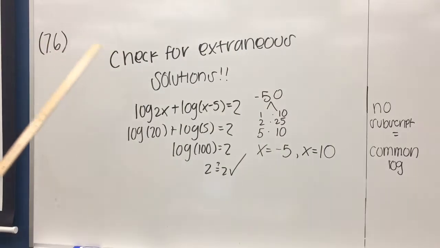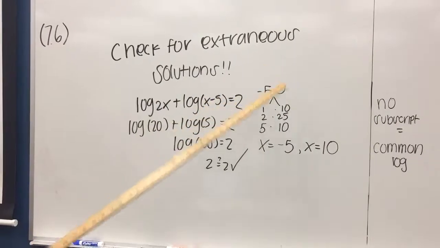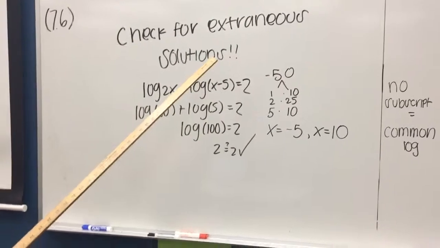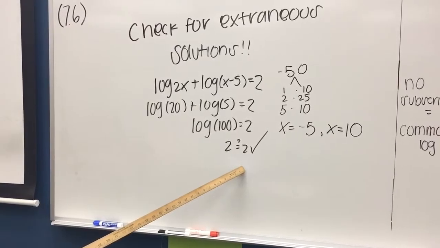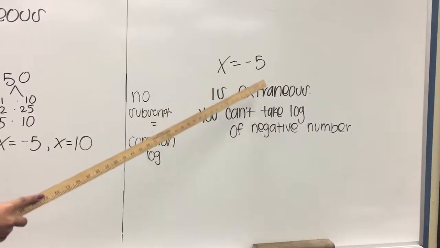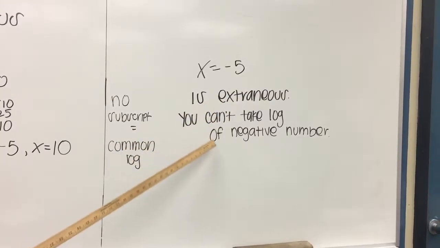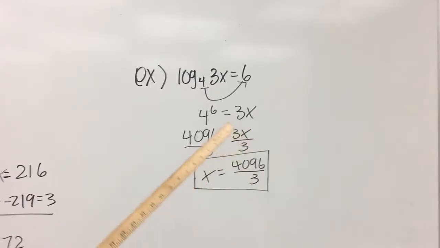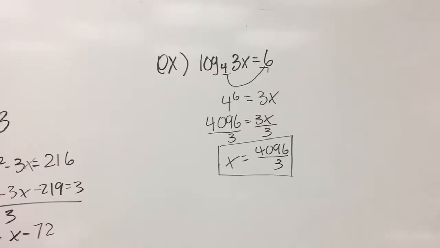You have to always make sure to check for extraneous solutions. So we factored it and we took 10 and plugged it into our original equation. We did the math and we said that we were right. We didn't try using x equals negative 5 because x equals negative 5 is extraneous. You can't take the log of a negative number. So we're going to show you one more simple example and then another harder one.